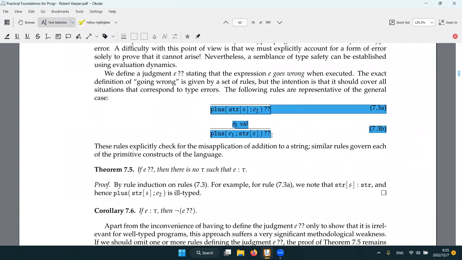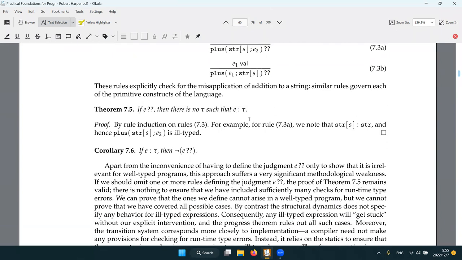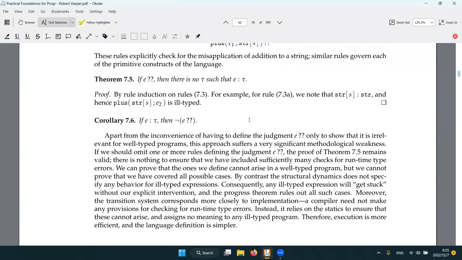This is a lot of rules to define, especially since we only have integers and strings for now. But in a real language with a lot of different types, for all those types that don't make sense, we need to define that it goes wrong. And we need to prove that.